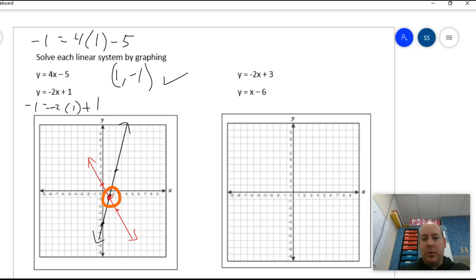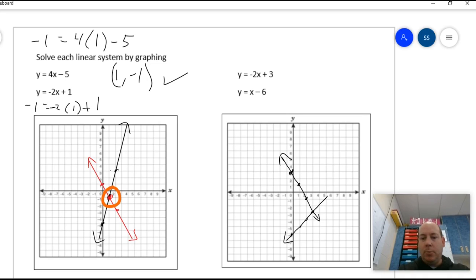Y equals -2x plus 3, so 3 is there. -2, so down 2 and right 1. Again, I'll do a couple just to make it a little more accurate. Okay, I'm going to try and freehand this just to kind of show you. Sometimes you can get away with it. But again, if it looks close, we'll have to do a little estimating here. Y equals x minus 6, so -6, and then my slope is +1, so up 1 over 1, up 1 over 1, up 1 over 1.